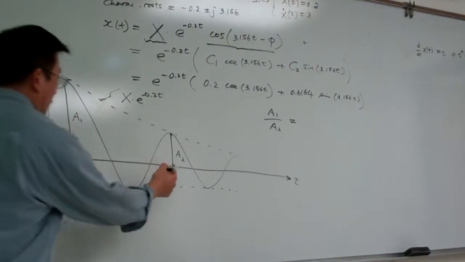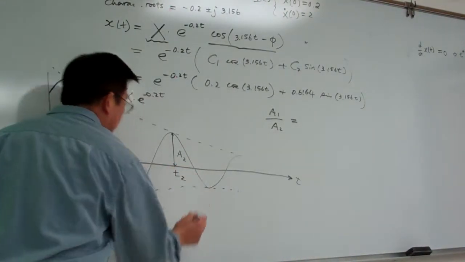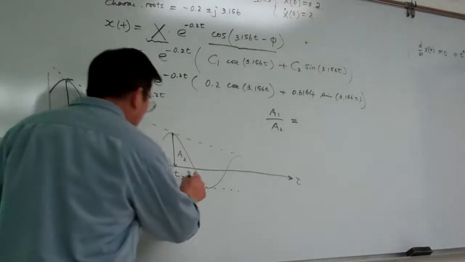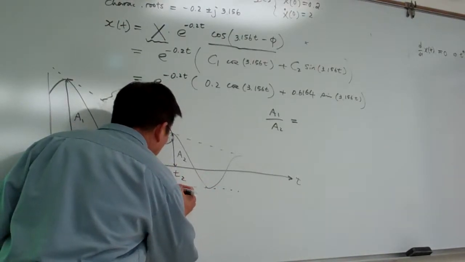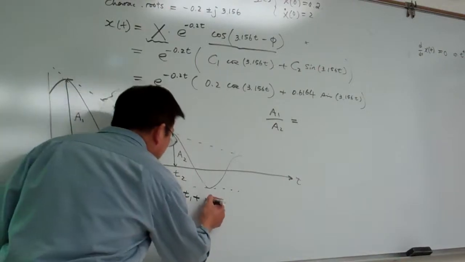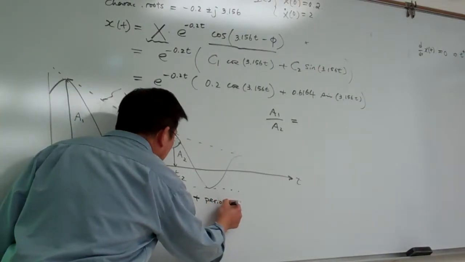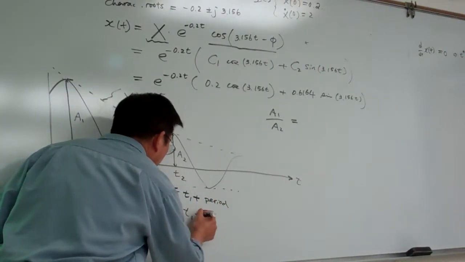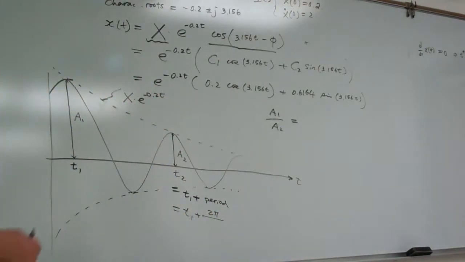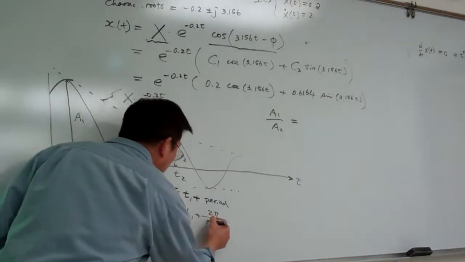Anyhow, we are able to calculate T1. Now this one happens at T2, and actually T2 is one period after T1. So really, T2 equals T1 plus the period. And what is the period? Period equals 2 pi divided by omega_d, right? Omega_d for this particular case is 3.156.